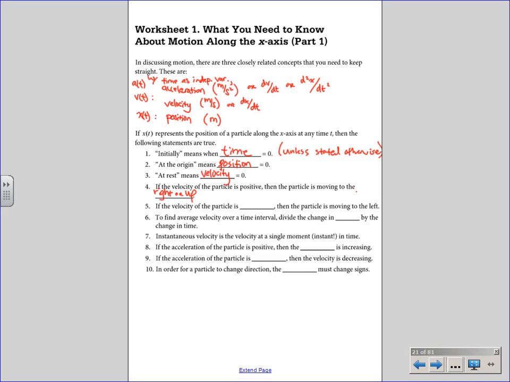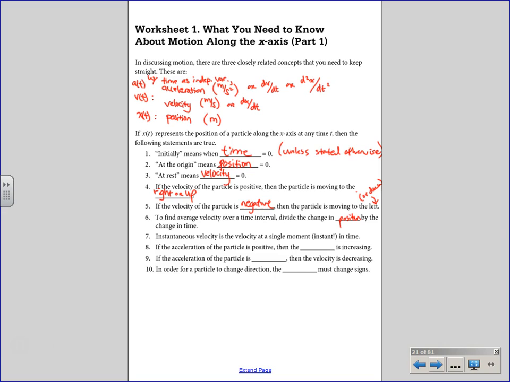How would you guys fill in number 5 then if it says moving to the left? First of all, put parentheses or down based on what we just said. But yeah, it is going to be negative. The sign of velocity. How about number 6, to find average velocity? Average. Ooh, average rate of change. Average velocity. Divide the change in position by the change in time.